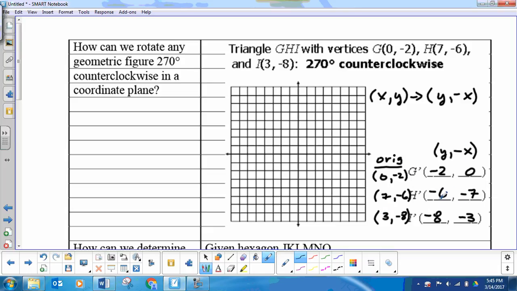And go ahead and pause the video. I want you to plot these points. I want you to draw the original image, and then plot the points for the pre-image, and then plot the points for the image, and hopefully your picture is going to look just like mine after you come back. So pause the video and do that and come back.